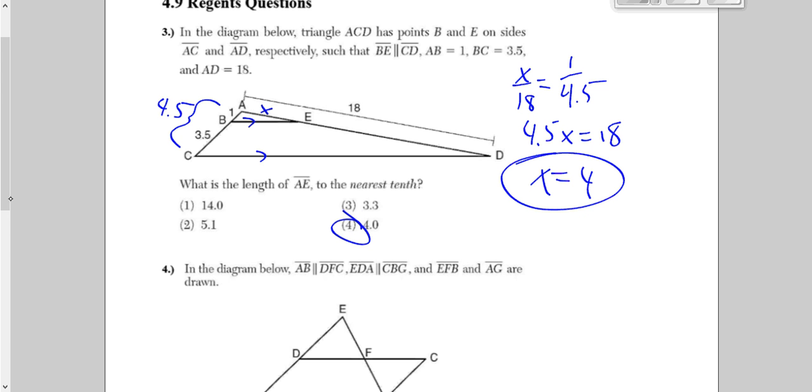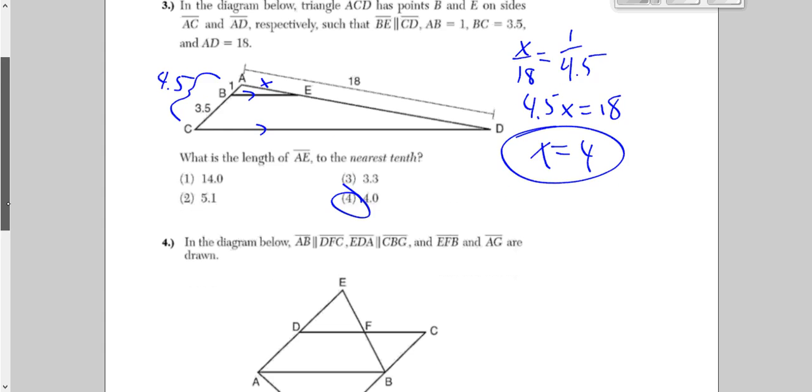Well, that's a side splitter. It's the corresponding segments. That over that equals 18 over, right? Yeah, I told you. Remember the start of the lesson, there was a million different proportions to set up. So go on to number 4.